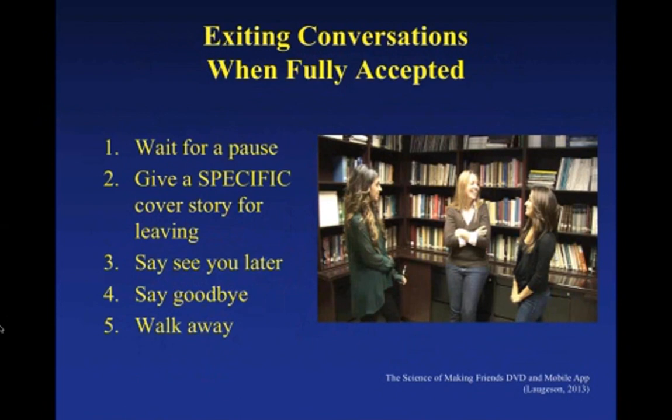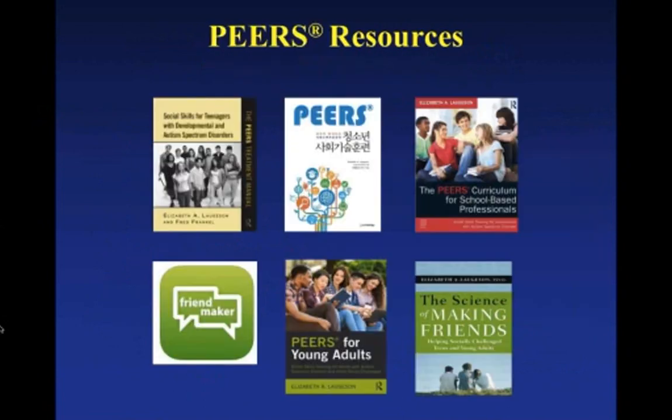So we actually want them to give a specific cover story for leaving that's accurate. We don't want them to lie or make up stories, because that could get them into trouble later. But you could say, okay, I gotta go because I have class now. Or, okay, I need to leave because my ride is here, or whatever it is. Again, specific, but not too long. Then you say you'll see them later, or maybe make plans for later, say goodbye, and then walk away. All right. So those are all our entry and exit strategies for conversations.